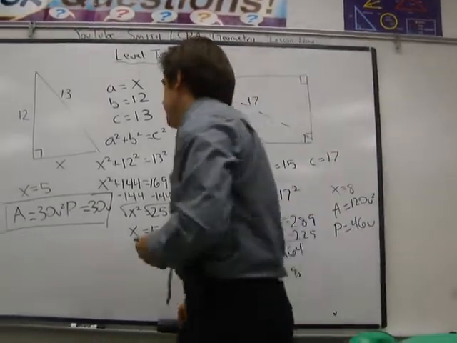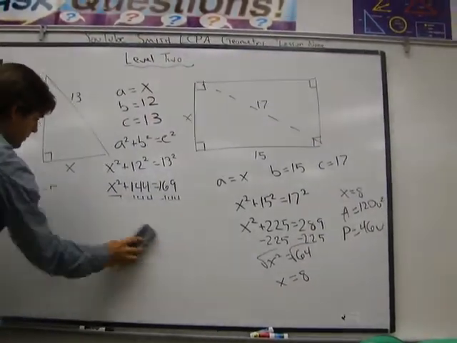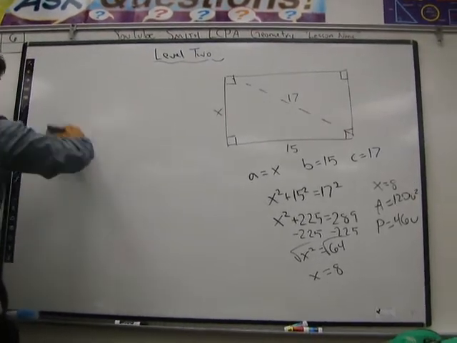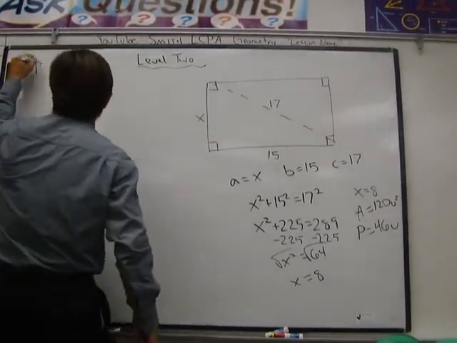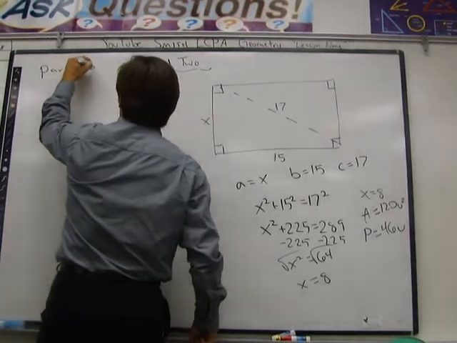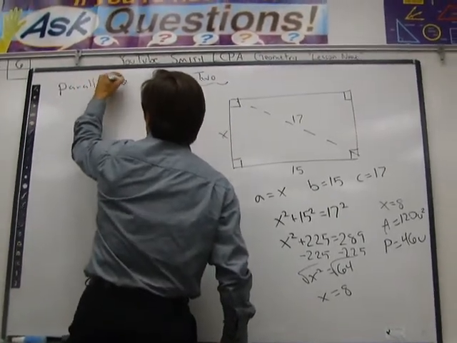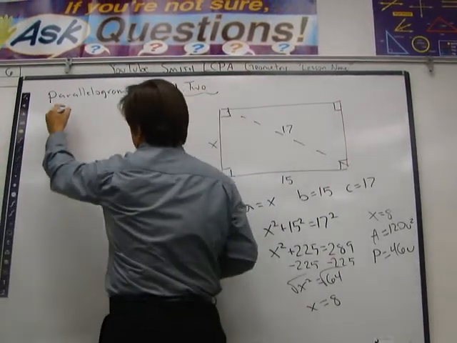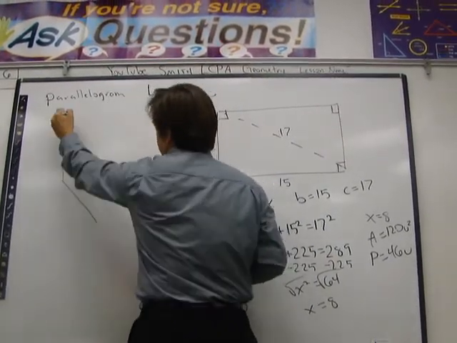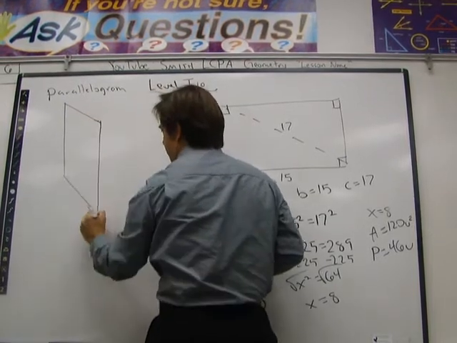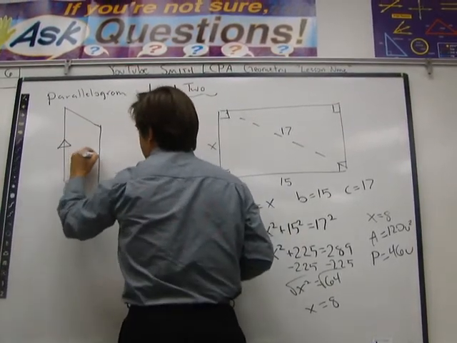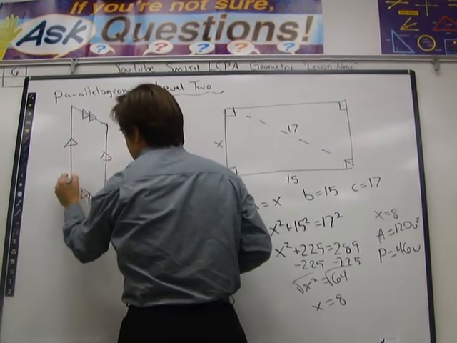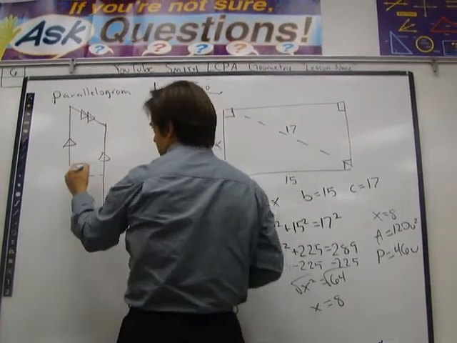I'll do the parallelogram one right here. Parallelogram: P-A-R-A-L-L-E-L-O-G-R-A-M. Let's try our parallelogram looking this way this time. And again, parallelogram means that both pairs of opposite sides are parallel. And usually, this problem will look a little bit like this.